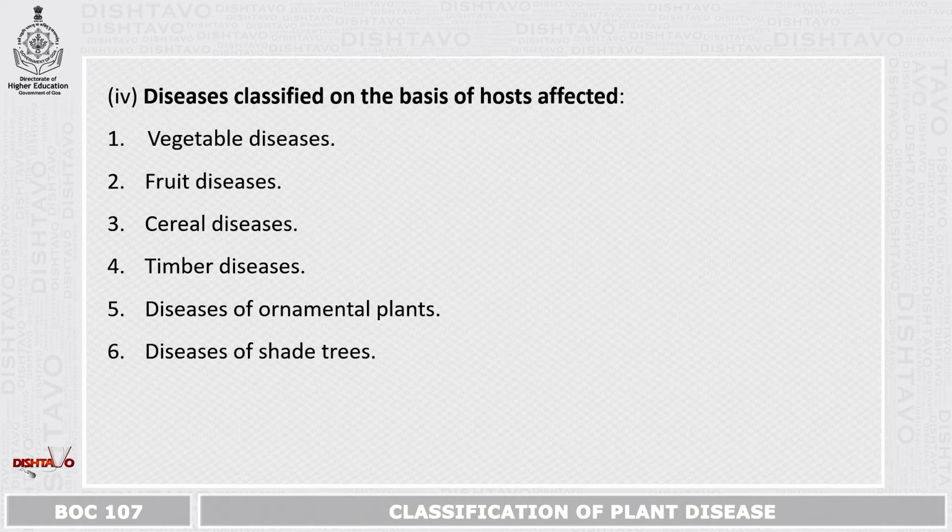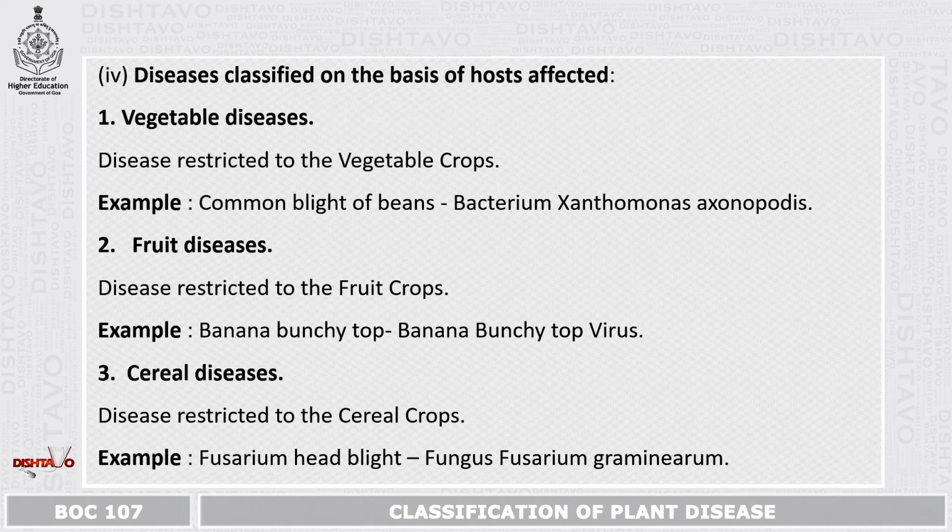Fourth classification is the disease classified on the basis of host affected. First is vegetable disease, fruit diseases, cereal diseases, timber diseases. Fifth is disease of the ornamental plants and diseases of the shade trees. So the first we have based on the host affected is vegetable diseases. Basically, these diseases will be restricted to the vegetable crops. The example is common blight of beans, which is caused by the bacterium Xanthomonas.